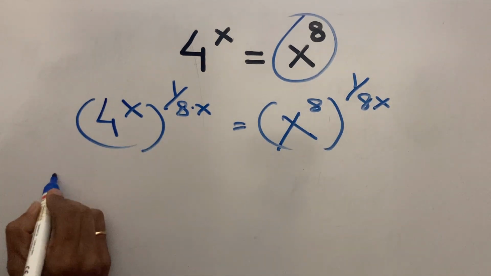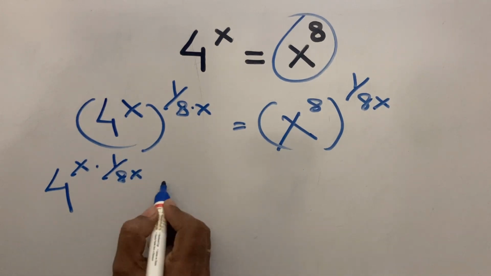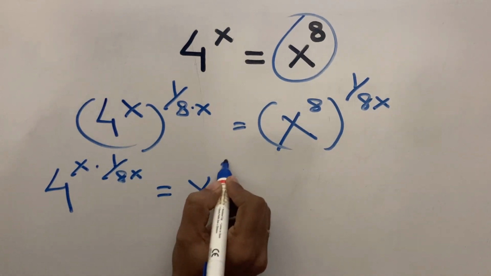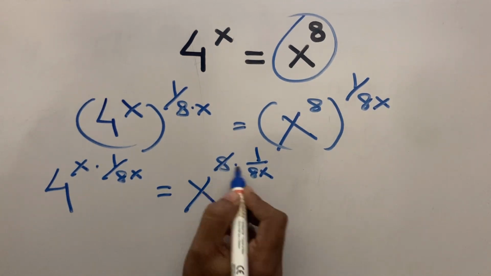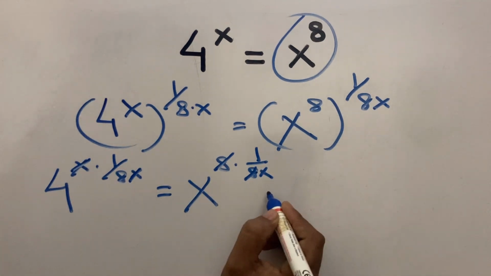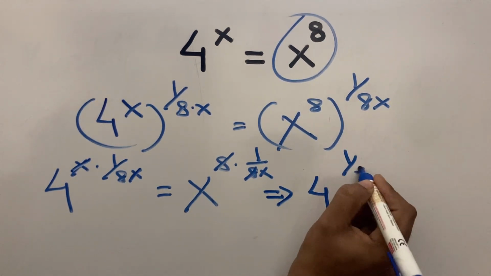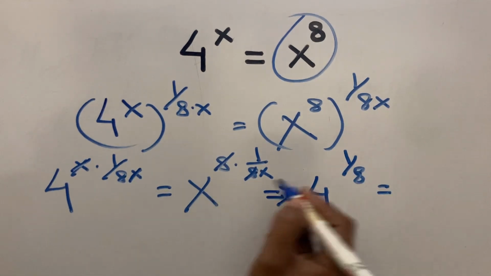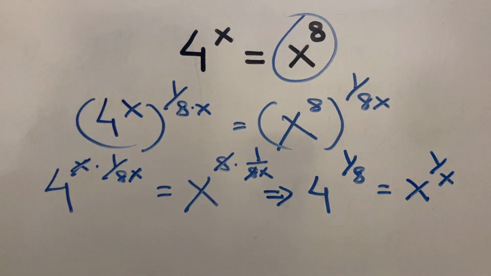So this will become 4 to power x multiplied by 1 divided by 8x equals x to power 8 multiplied by 1 divided by 8x. This 8 and 8 cancel, this x and x cancel. So this will become 4 to power 1 divided by 8 equals x to power 1 divided by x.